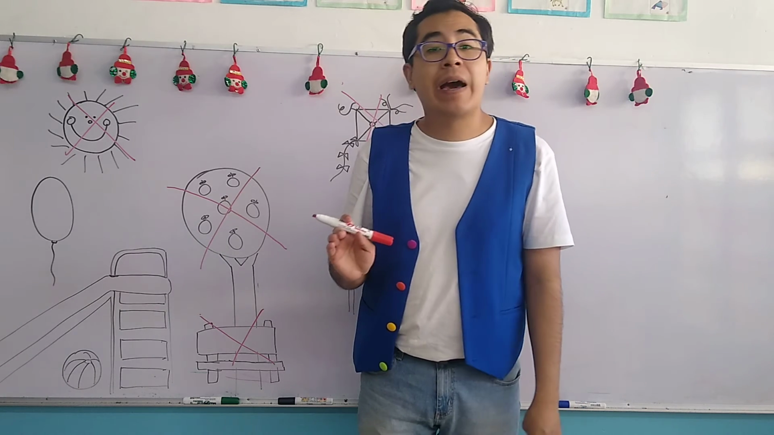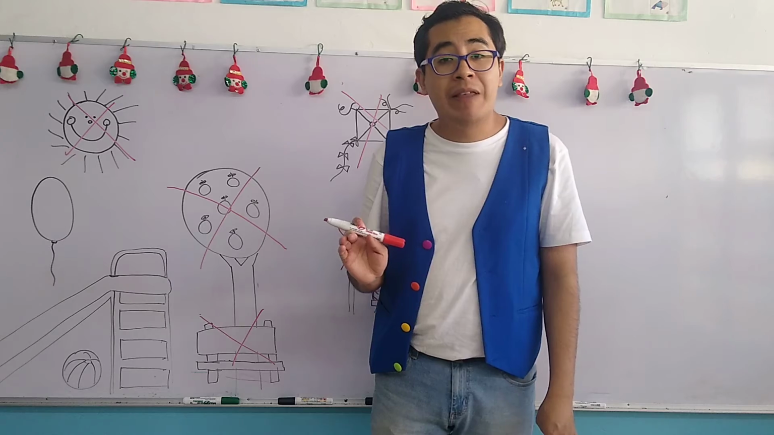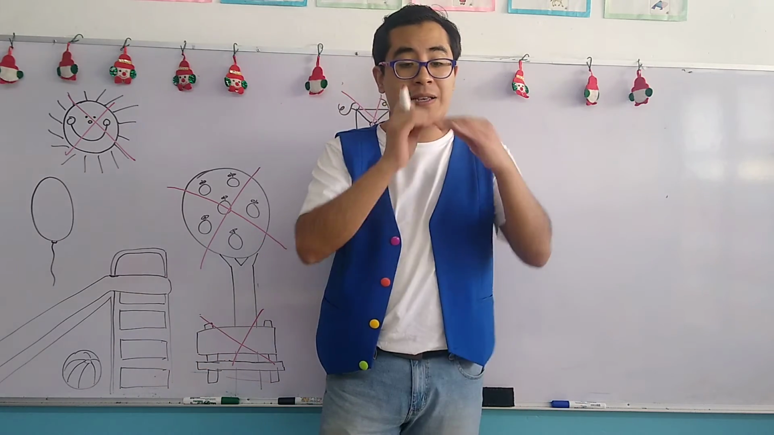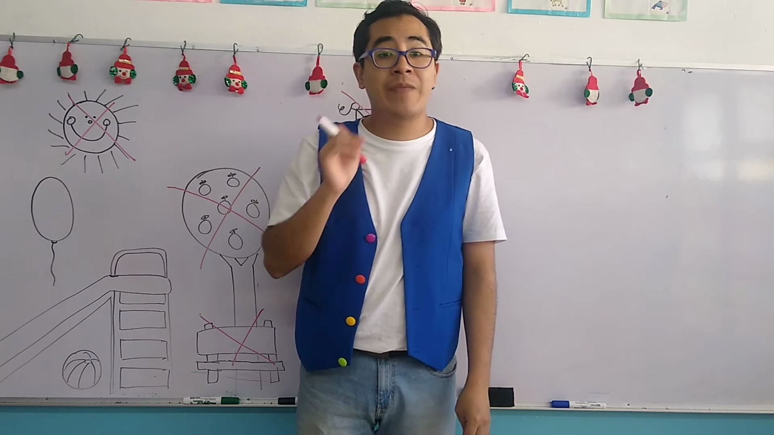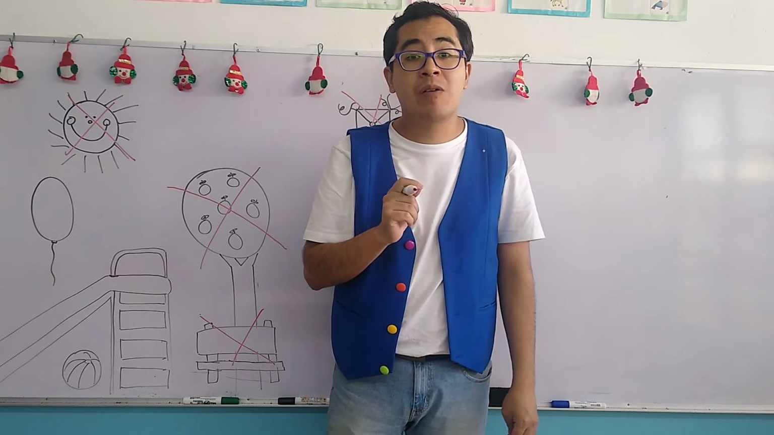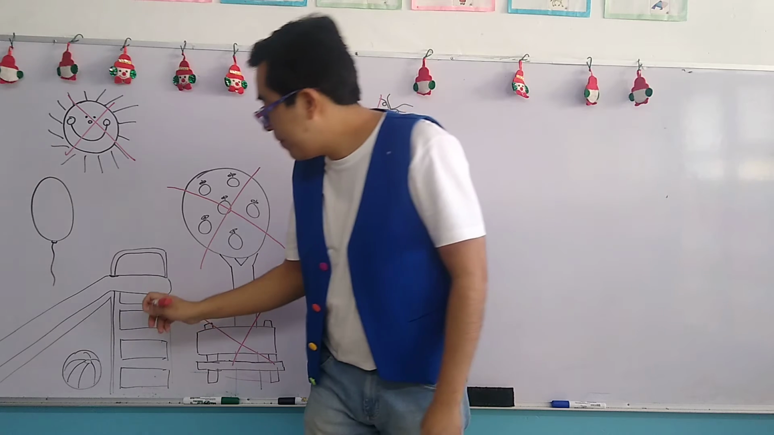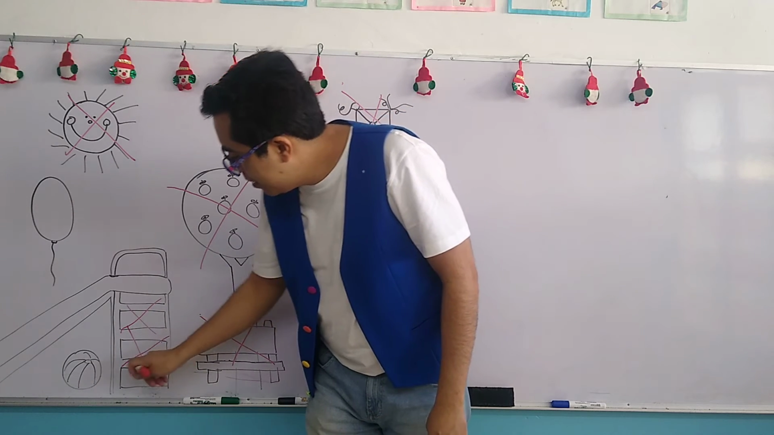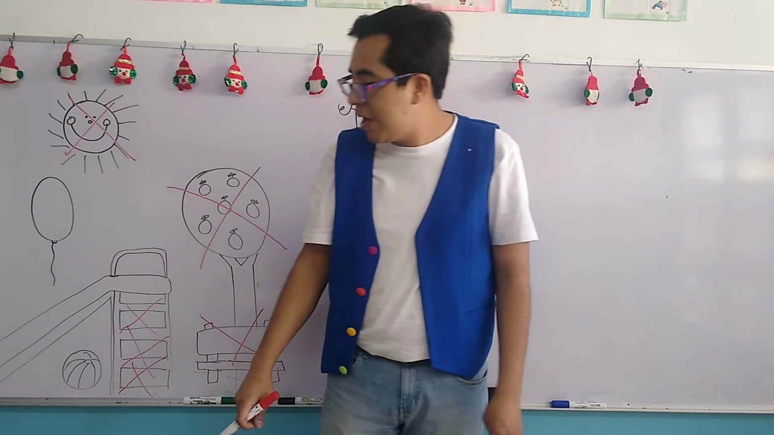Now let's continue with the slide. Next to, we had a slide. Now the ladders of the slide, las escaleras, the ladders of the slide have the shape and form of rectangles. So we are going to mark them. A rectangle, another rectangle, and another rectangle.